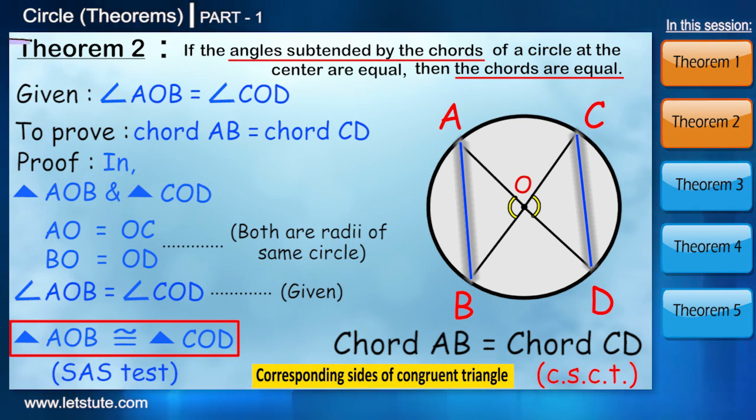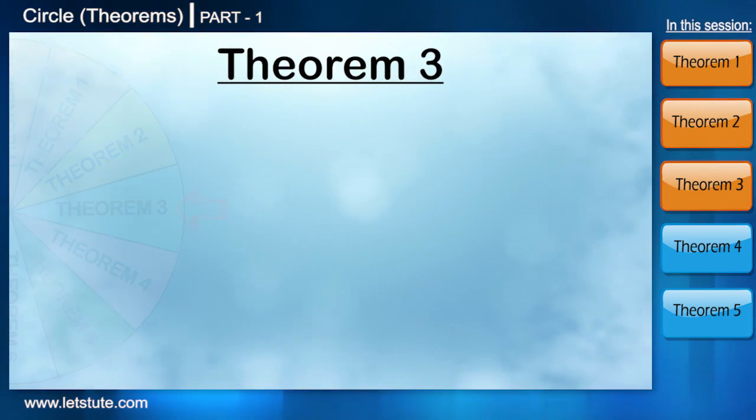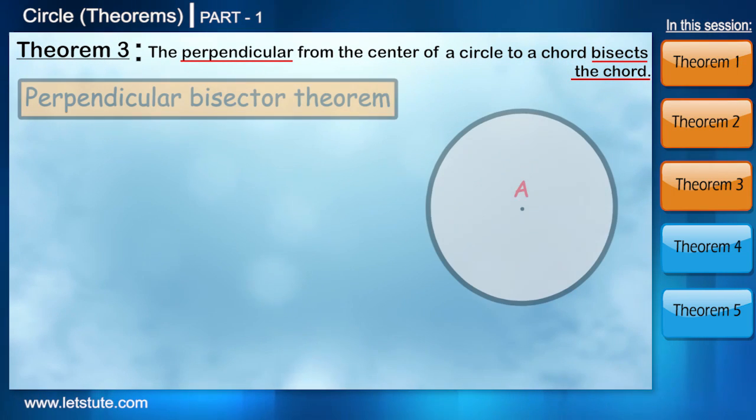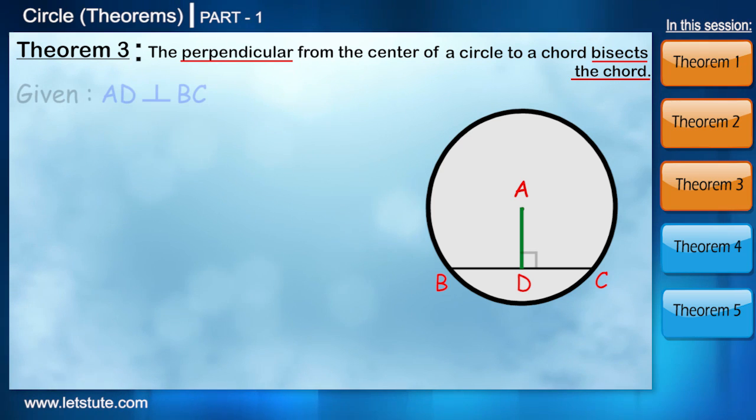Let's move to the third theorem. The perpendicular from the center of the circle to a chord bisects the chord. So, as per the statement, we have a chord BC and a perpendicular from the center A on the chord BC. Let's name the point as D. So, AD is perpendicular to BC.